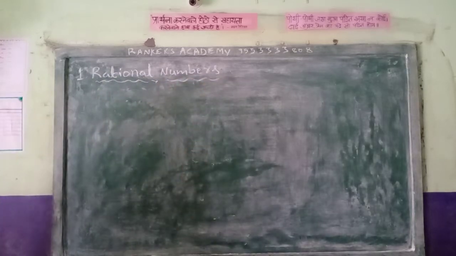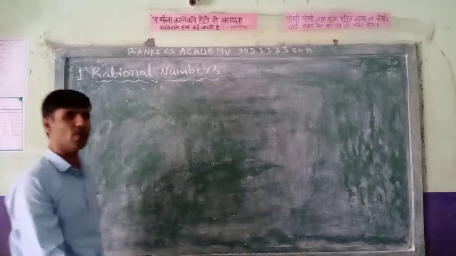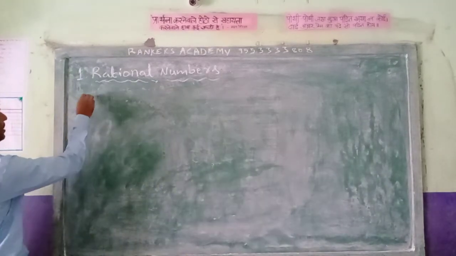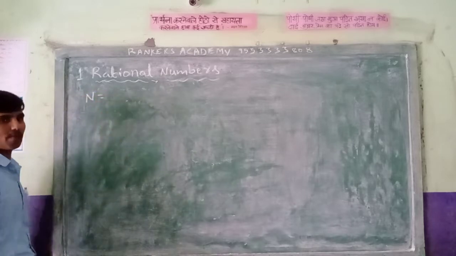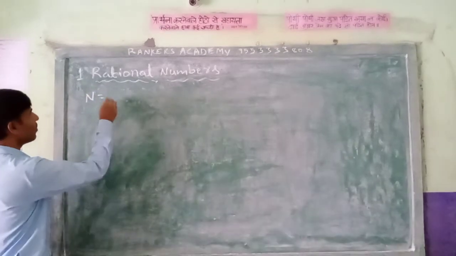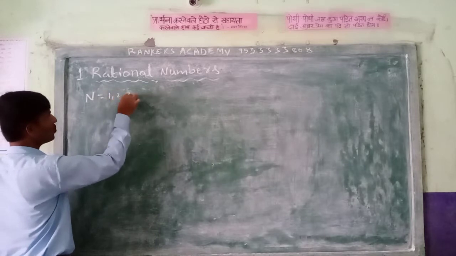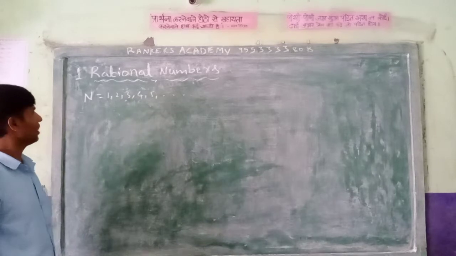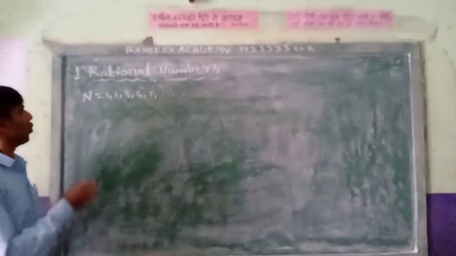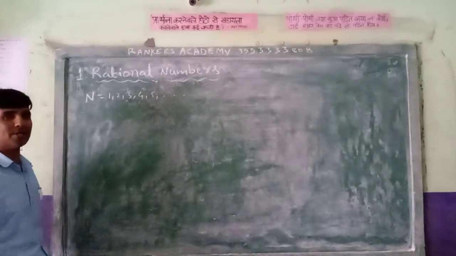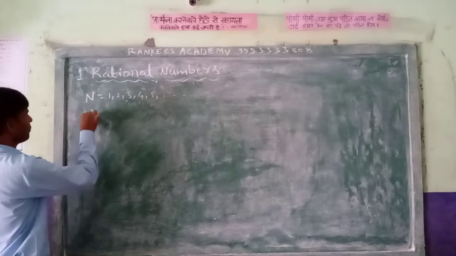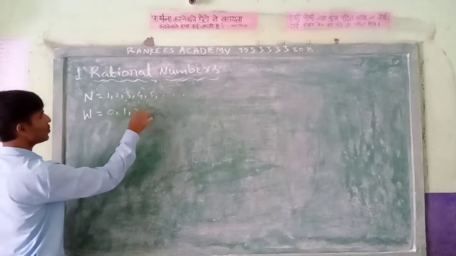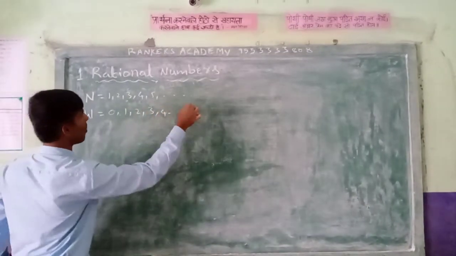Before rational numbers, we have to know about natural numbers. Natural numbers are denoted by N. N equals 1, 2, 3, 4, 5 and so on. Next, whole numbers. Whole numbers are denoted by W. W equals 0, 1, 2, 3, 4 and so on.